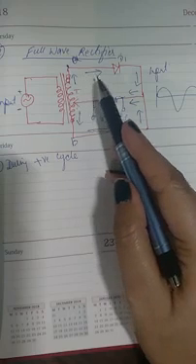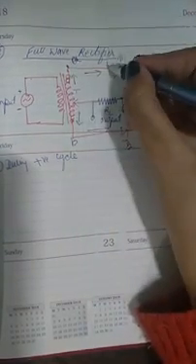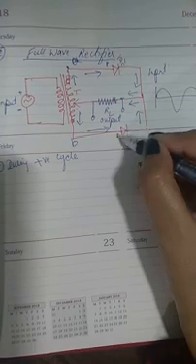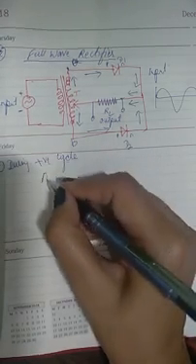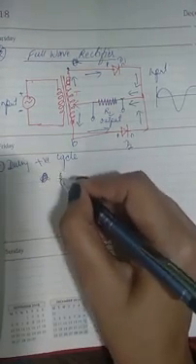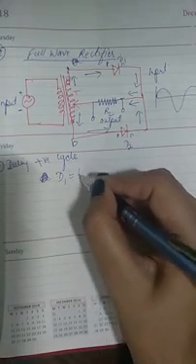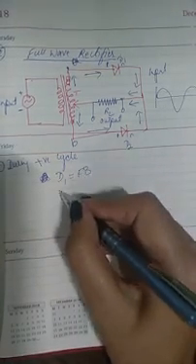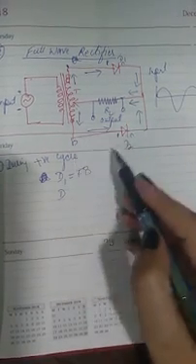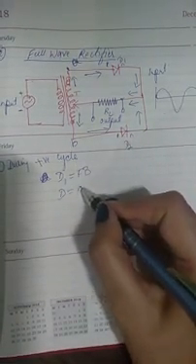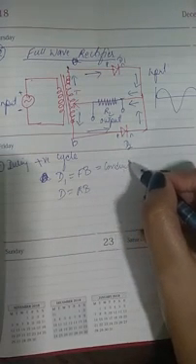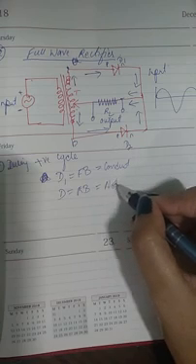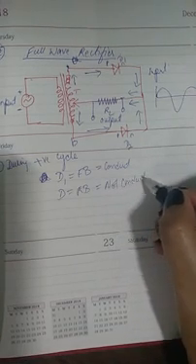So when A is positive, this side is the P side and this is N. Again this is P and this is N. That means during the first positive cycle, diode D1 will be forward biased, and diode D2, where this is negative and this is positive, will be reverse biased. In forward biasing it will conduct current, and in reverse biasing it will not conduct current.